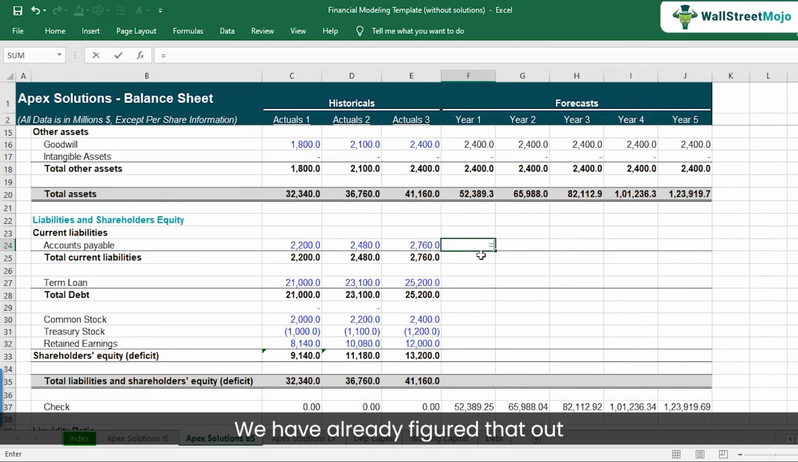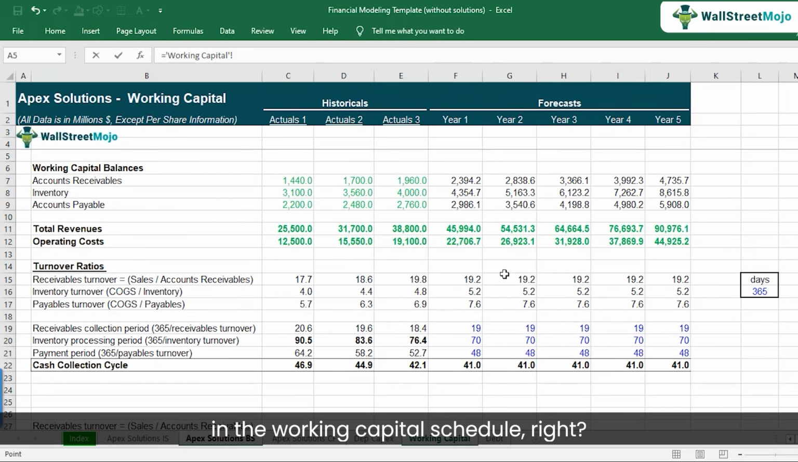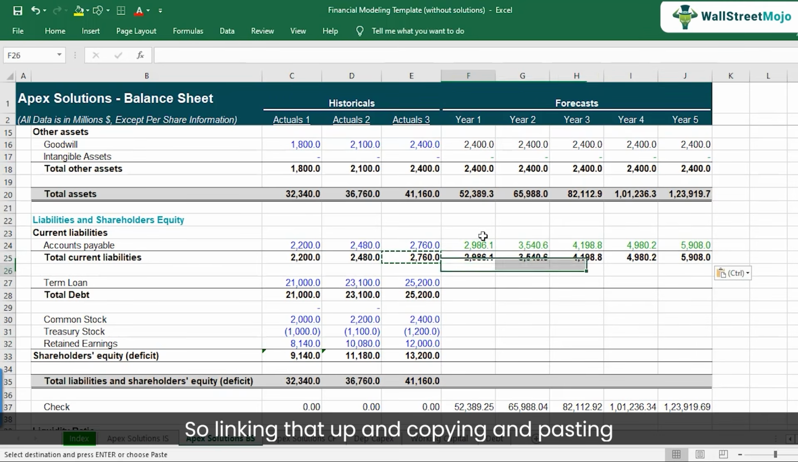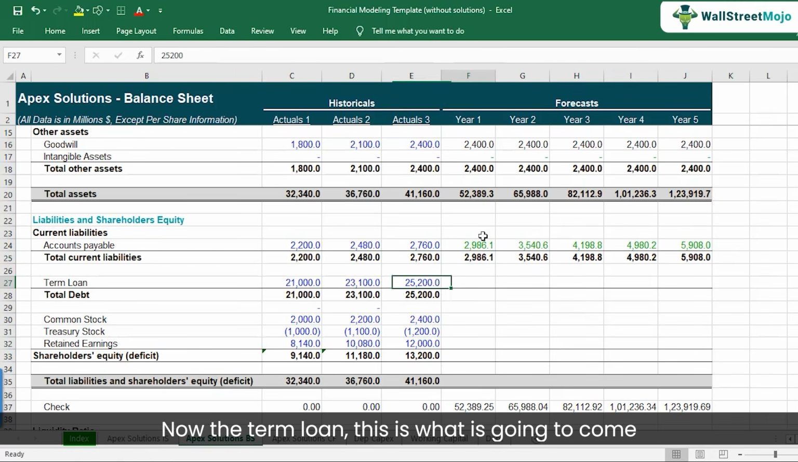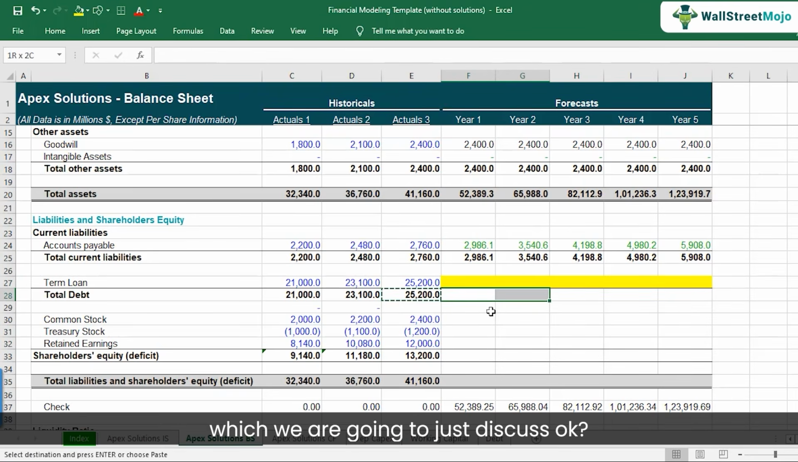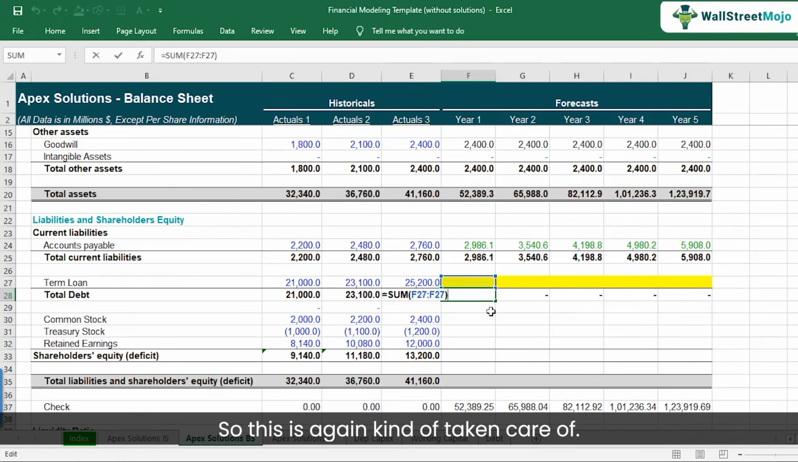We have already figured that out in the working capital schedule, right? So here we have accounts payables. Okay, so linking that up and copying and pasting this link as well. Now, the term loan, this is what is going to come in the debt schedule, which we are going to just discuss. Okay. So, this is again kind of taken care of.